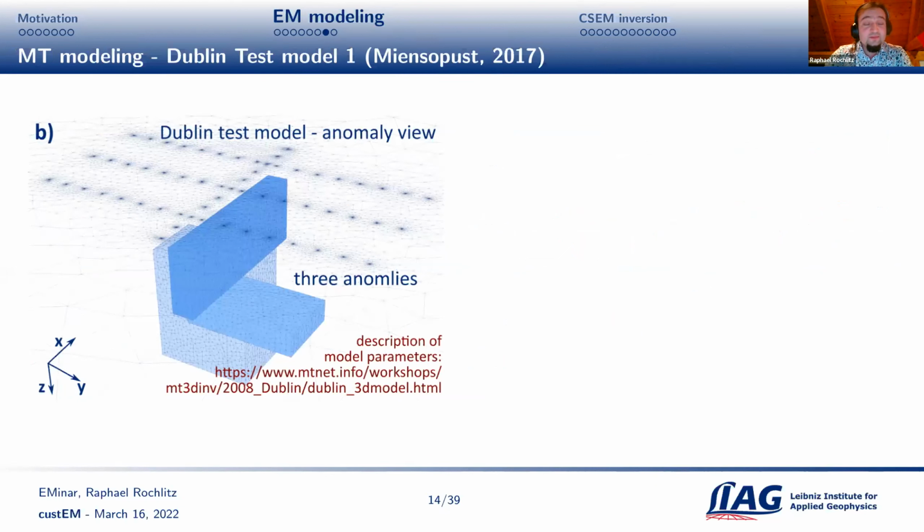Now I want to come to the magnetotelluric example. So it stands to reason that I thought about validating my implementation with the Dublin test model because we have already multiple reference solutions available on MTNet. You probably know this large-scale magnetotelluric model quite well with 3 different anomalies in the subsurface. And I will show you just some results on this x-directed observation line.